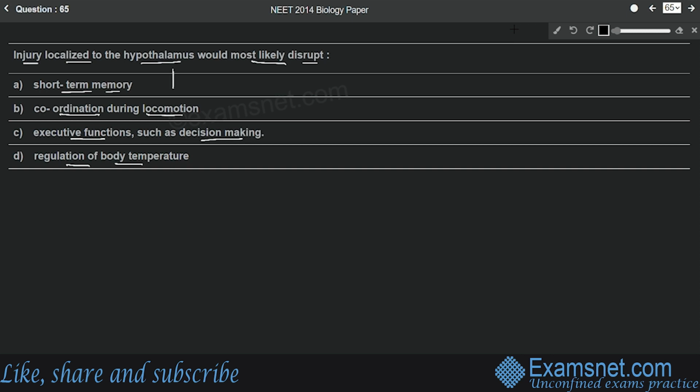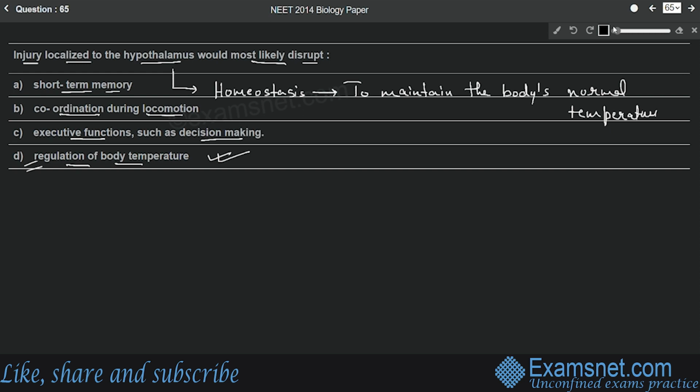So we know that the primary function of the hypothalamus is homeostasis, that is to maintain the body's normal temperature and the body's status. Therefore, if there is an injury in the hypothalamus, then the thermoregulatory center will be disturbed, resulting in the deregulation of the body temperature. So option D will be the correct answer.